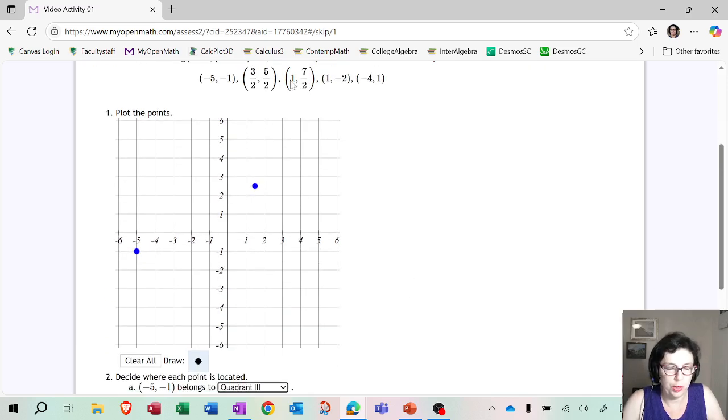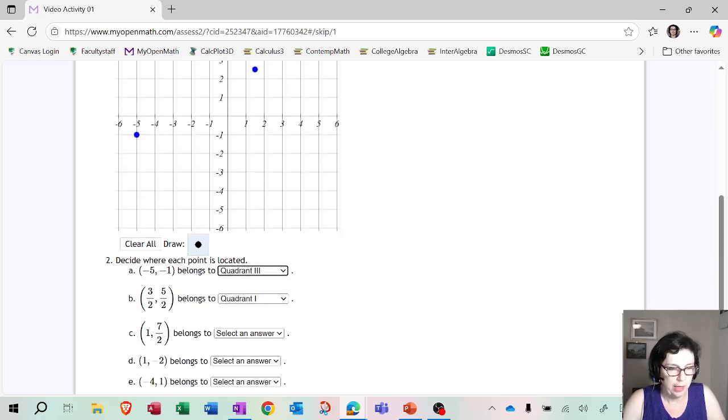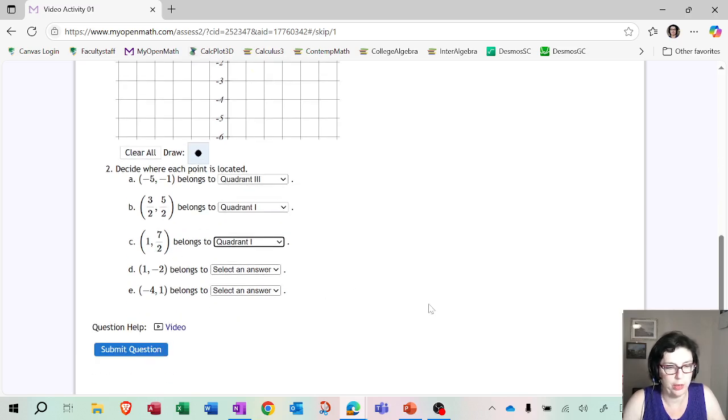Okay, let's go to the 1, 7/2. So again, I'm going to click right here, make a point. I'm going 1 to the right and then 7/2 up. So 1, 2, 3, 4, 5, 6, 7. Stop right there. This point is also quadrant number 1 because both x and y are positive.